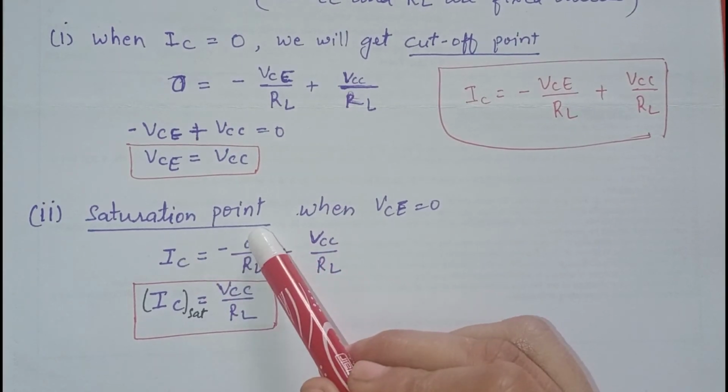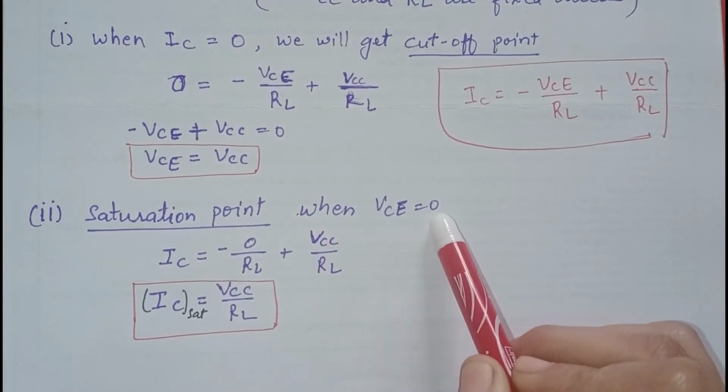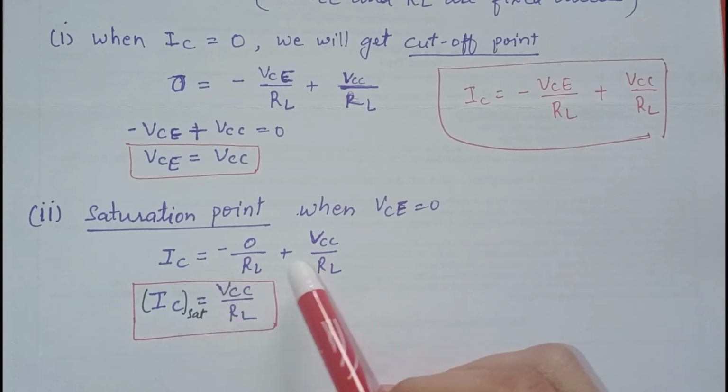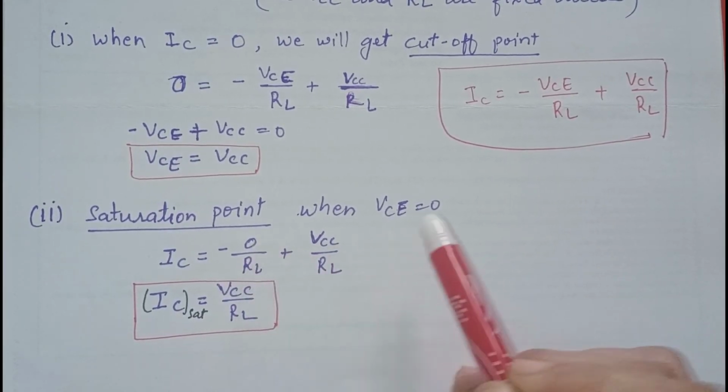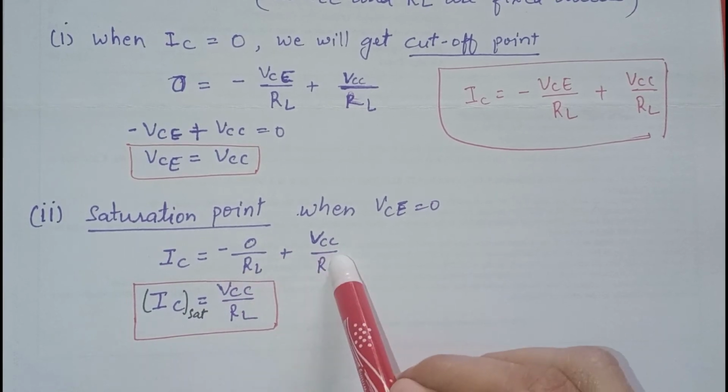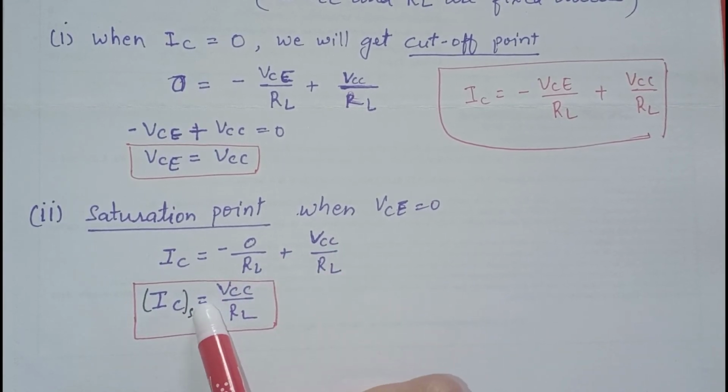Now to get the saturation point, we will put VCE equals 0. After putting VCE equals 0, we get this equation. VCE is 0 here, so after solving this equation, we get IC equals VCC upon RL. This is the saturation current.